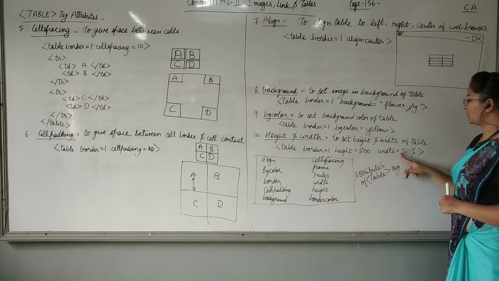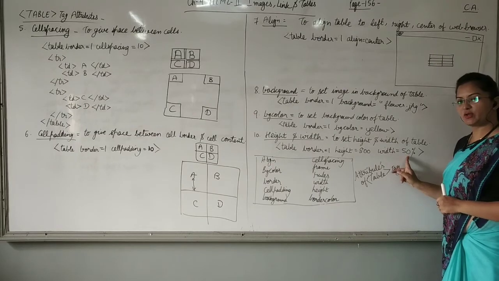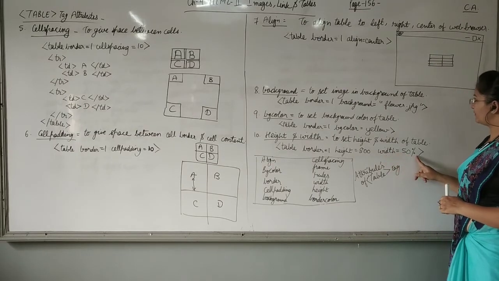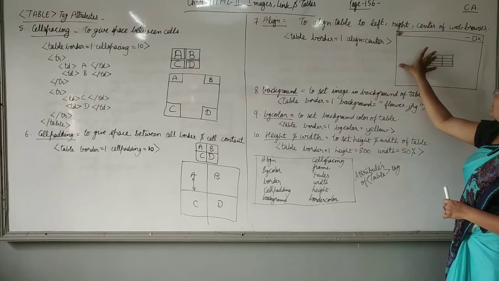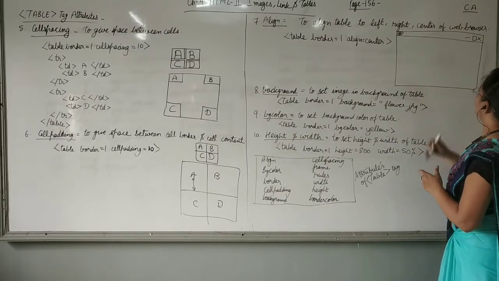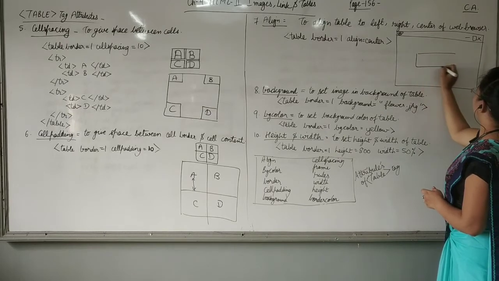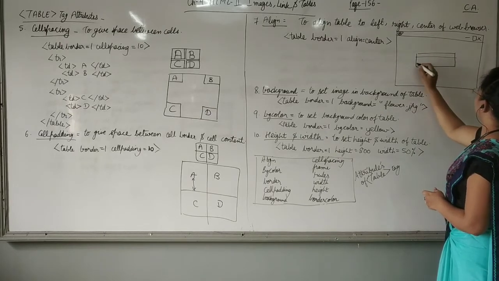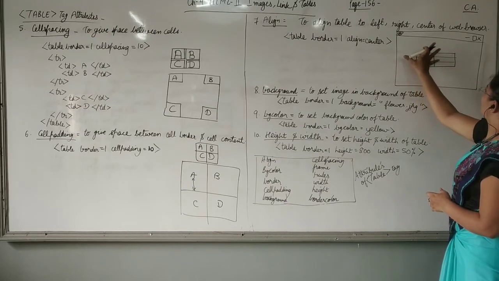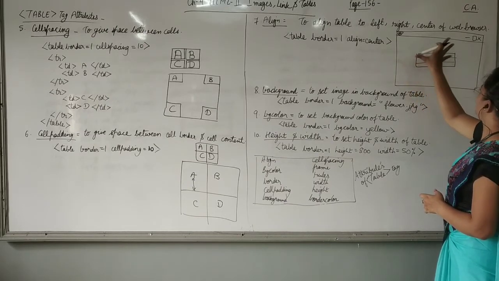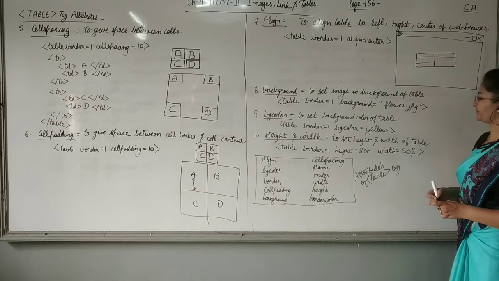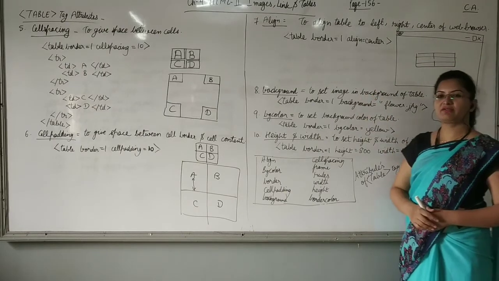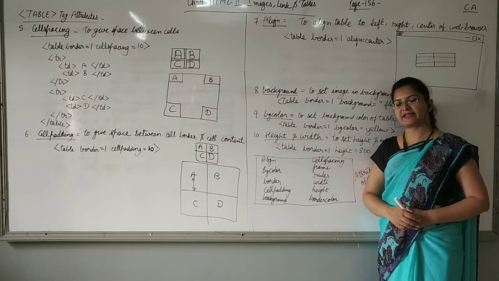Now, width equals to 50%. If you want, we can specify height and width in percentages also. So, if I write width equals to 50%, that means the table will occupy half of the width of the web browser. If this is the table, then it will be approximately like this. It will occupy half of the web browser, that means 50% of the web browser width. So students, I hope you have understood all the attributes of the table tag.